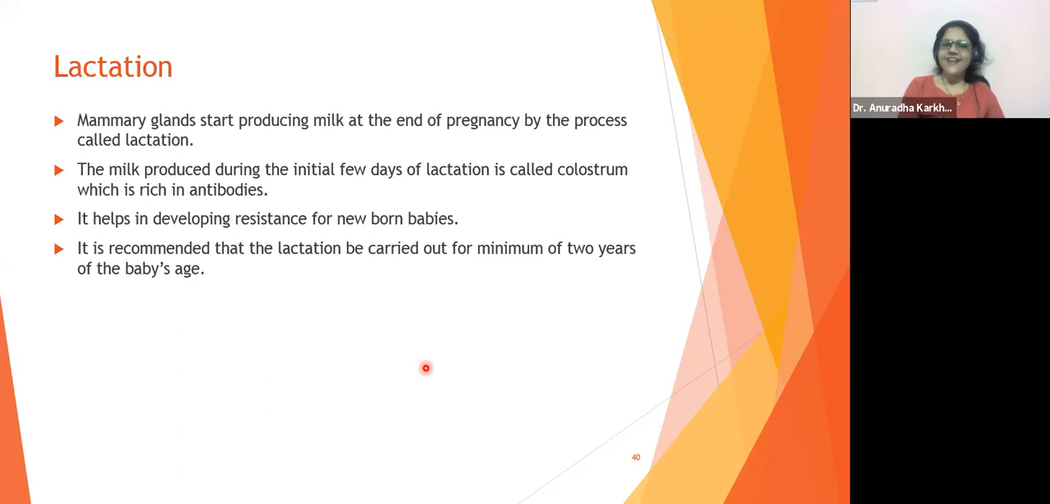So the milk produced during the initial few days of lactation is called colostrum, which is rich in antibodies. Very important point. It helps in developing resistance for the newborn babies. It is recommended that lactation be carried out for a minimum of 2 years of the baby's age. So breastfeeding is mandatory at least until the baby becomes 2 years old. It's compulsory actually. If the mothers want their children to have a very healthy life, then this becomes important.